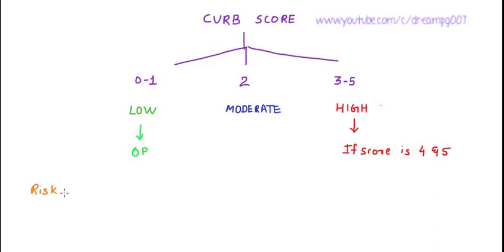In low risk patient, the risk of death is less than 3%, whereas in moderate risk category, the risk of death is 9%, and in high risk patient, the risk of death is 15 to 40%.